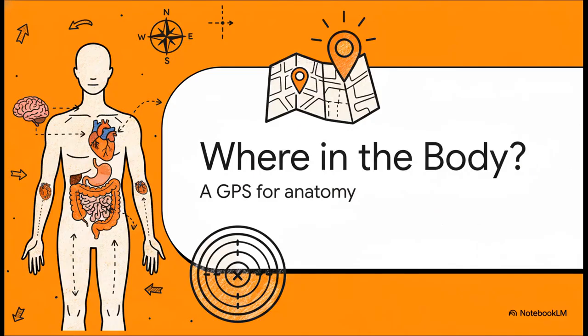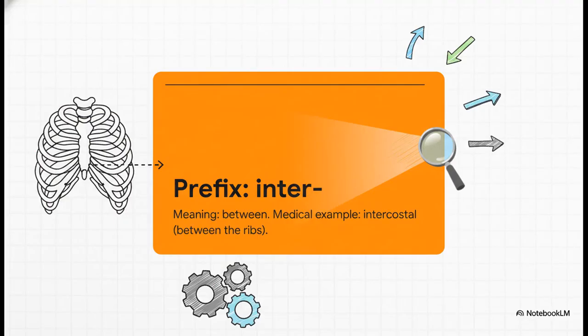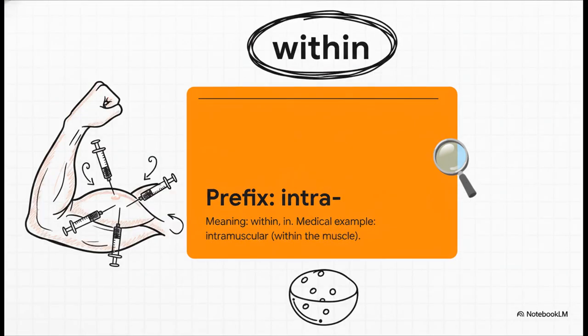Okay, we've covered speed and direction, so now let's talk location. A lot of these prefixes act like a GPS for the body, telling you exactly where something is happening. First up is inter, which just means between. A perfect example is intercostal, which refers to the muscles that are located right between the ribs. Now don't get intermixed with its close cousin intra. Intra means within or inside. So an intramuscular injection, for instance, is a shot that goes directly within the muscle.